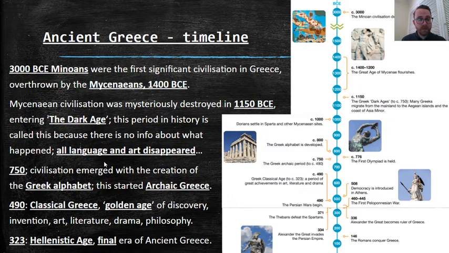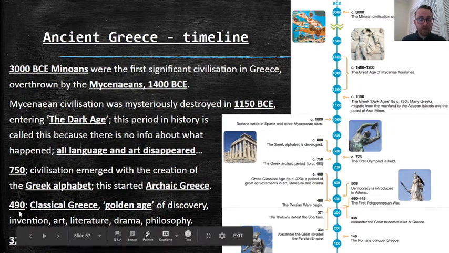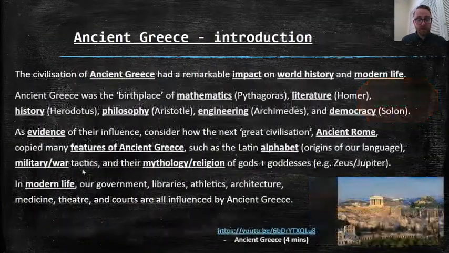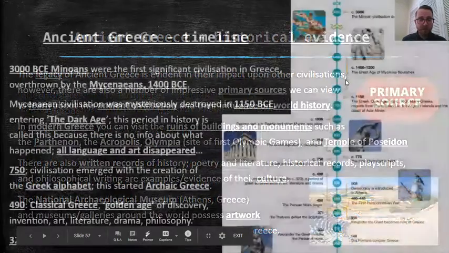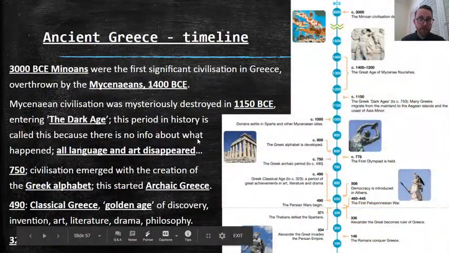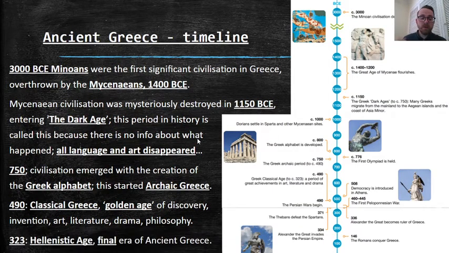That went on for a couple hundred years, and then this is really where most of these amazing accomplishments from ancient Greece occurred. They occurred in the golden age of Greek history, and that was called Classical Greece. From 490 BCE, we had a lot of discovery, invention, art, literature, drama, philosophy. This was the age as well where Greece really expanded their empire.